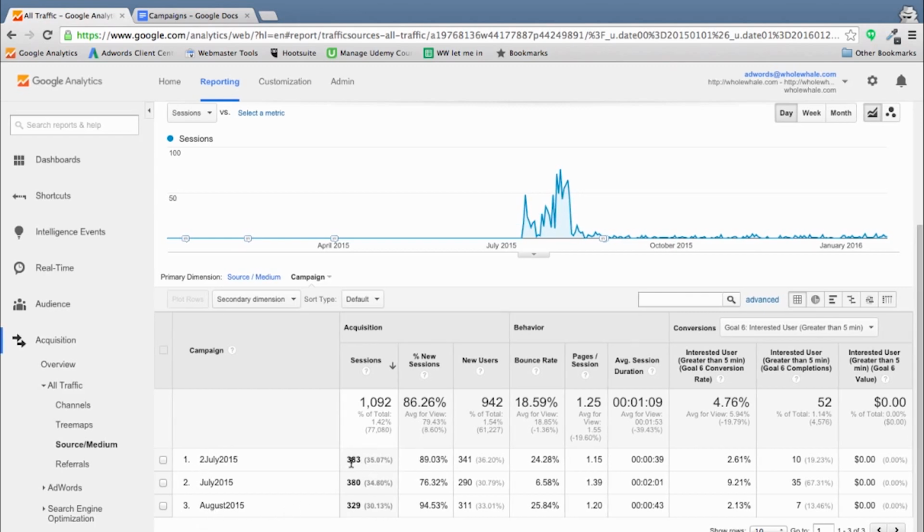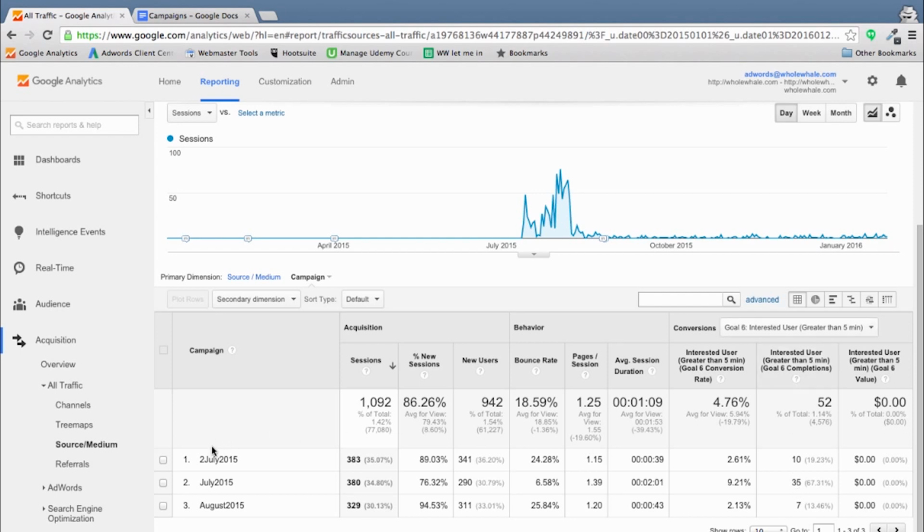You can see how much traffic they each brought in. You can see the bounce rate and how that differed from the different campaigns. And most importantly, you can see how they drove different goal conversions. So for instance, one of our goals at Whole Whale is to get people to stay on our site for longer than 5 minutes. You are helping us do that right now by watching this video on our site, hopefully.